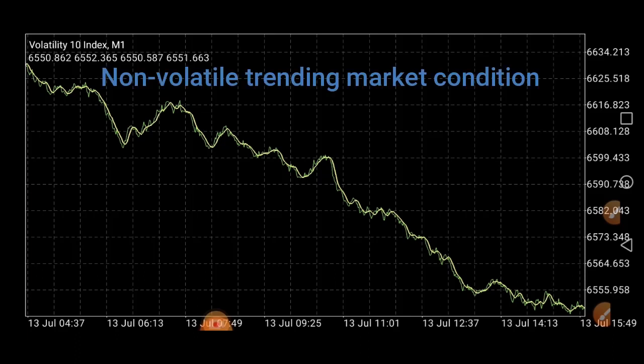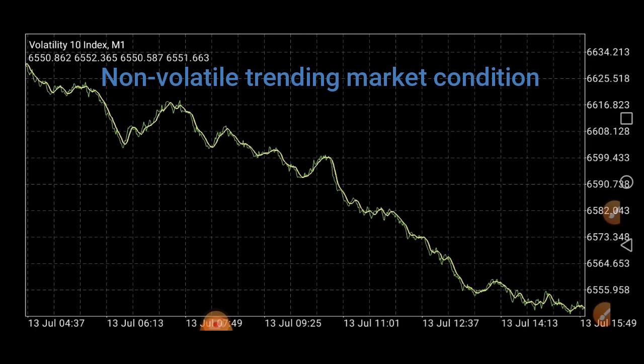Anytime any of those assets I mentioned earlier displays these certain market conditions, you are good to go. And when the market conditions start changing, you already know what to do. You exit the market. Let's go to the chart for better explanation. So the best market condition you should apply this strategy on is non-volatile trending market condition. The non-volatile trending market condition is what you see on your screen.